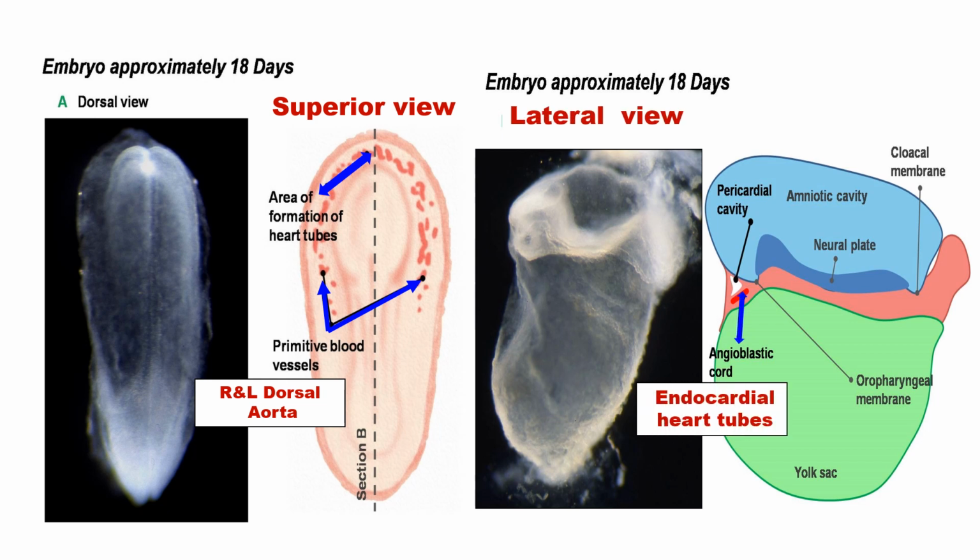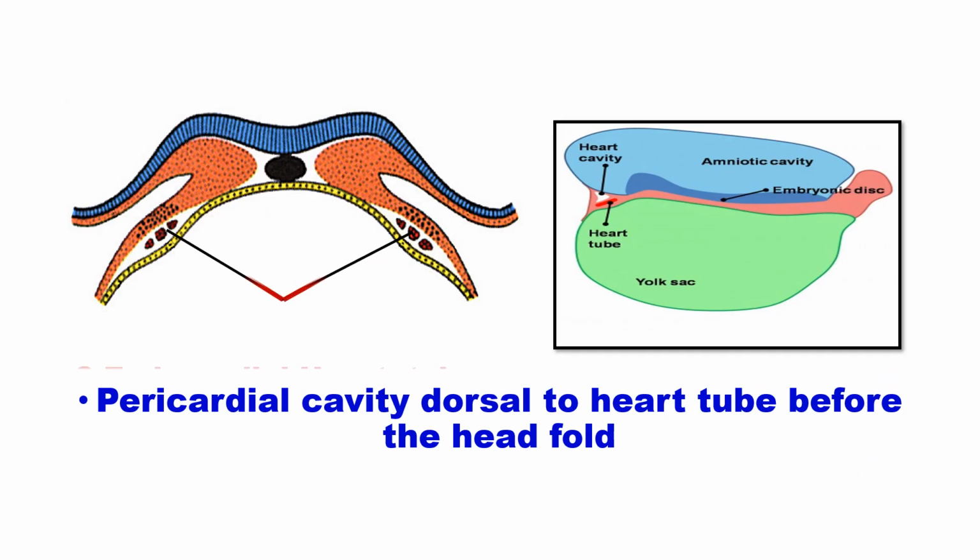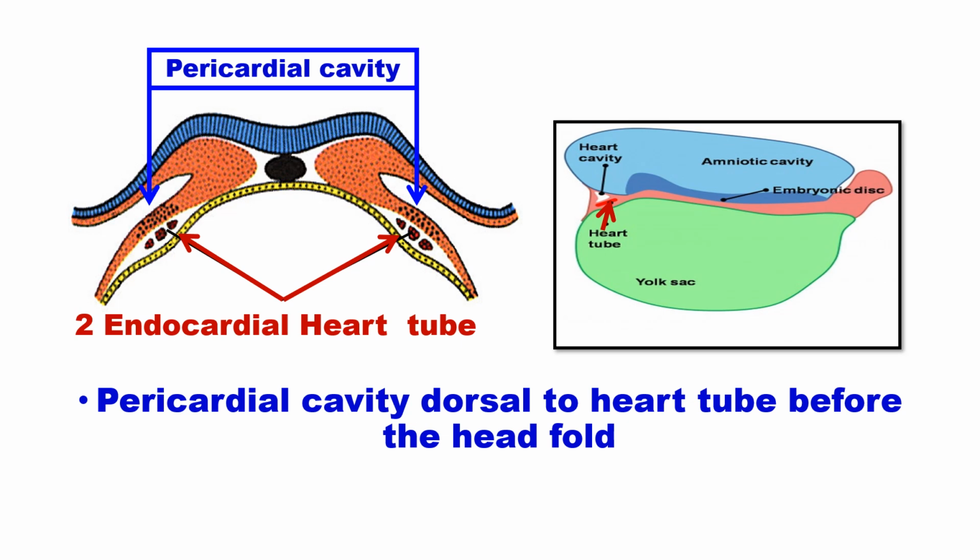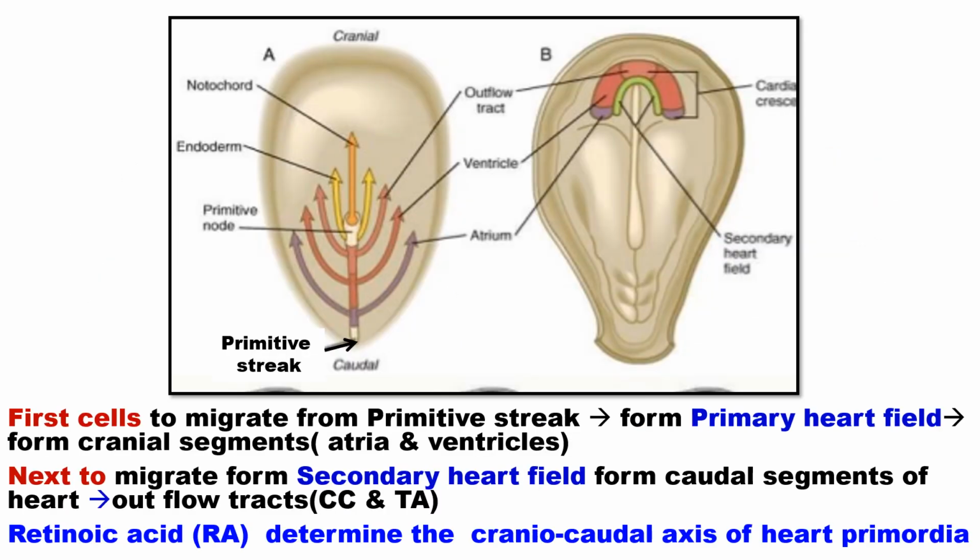Lateral view showing the cardiogenic area, the endocardial heart tubes, rostral to the neural tube and the oropharyngeal membrane, and ventral to the pericardial cavity. The pericardial cavity is dorsal to the heart tube before the head fold or the cranial fold.